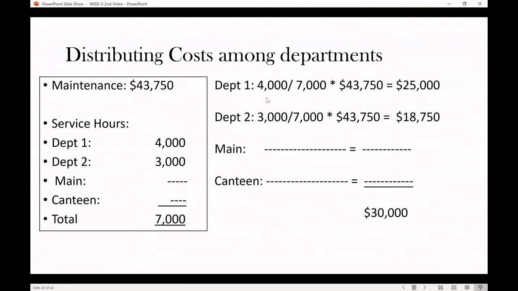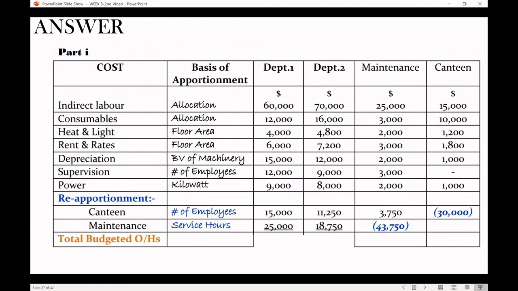So Department 1, 4,000 upon a total 7,000 multiplied by the total cost. Department 2, 3,000 upon the total 7,000 multiplied by the cost. We're supposed to sum these two, would have gotten back 43,750, my bad, and not 30,000, right? So we would have put that in there. Department 2 and 1, getting their respective maintenance costs based on services maintenance will have provided them. So now that we would have reapportioned all the service departments' costs to production departments, we can now find budgeted overheads for our production departments.